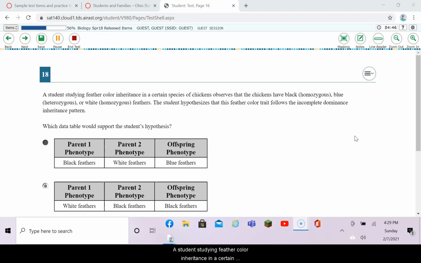A student studying feather color inheritance in a certain species of chicken observes that chickens have black homozygous, blue heterozygous, or white homozygous feathers. The student hypothesizes that this feather color trait follows the incomplete dominance inheritance pattern. Now, which table would support the student's hypothesis? When we were talking about a single gene trait, we said if it was dominant recessive, you could only have 2 phenotypes. However, if it was a single gene trait and it could be incomplete dominance or codominance, you would have 3 phenotypes.